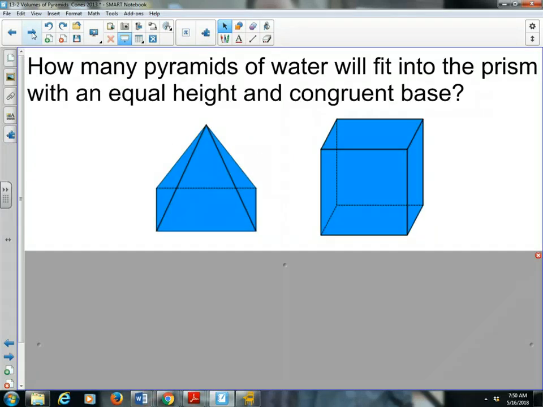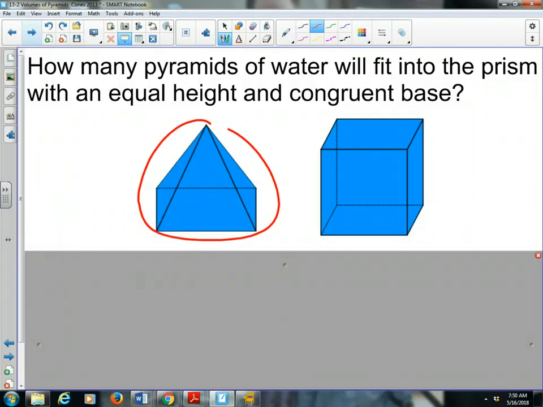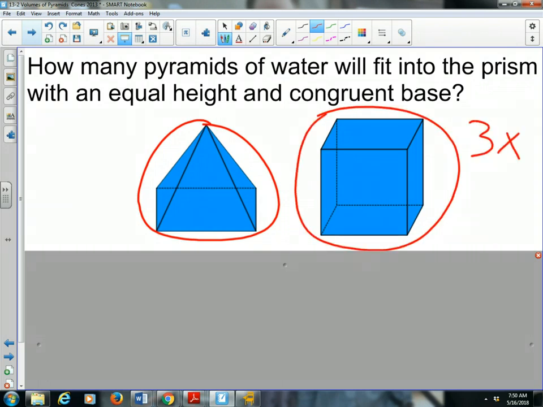First of all, the pyramid. Yesterday we looked at the prism, and to find the volume of a prism, it's the area of the base times the height of the prism. So now I ask you this question: with a pyramid that has a congruent base as a prism and an equal height as a prism, how many pyramids fit into a prism? The answer is 3. There are 3 pyramids that fit into a prism with an equal height and a congruent base. So this is 3 times larger. Or if we think about the pyramid, it is 1/3 the size of a prism.